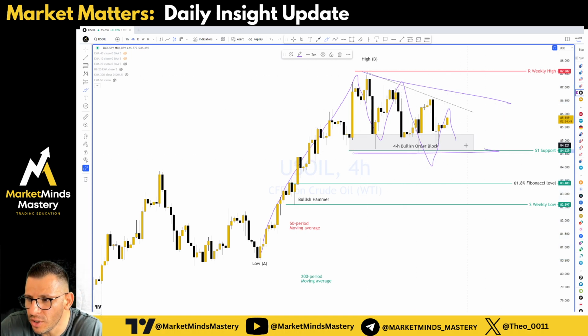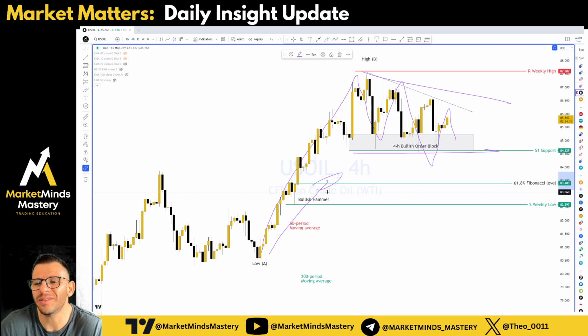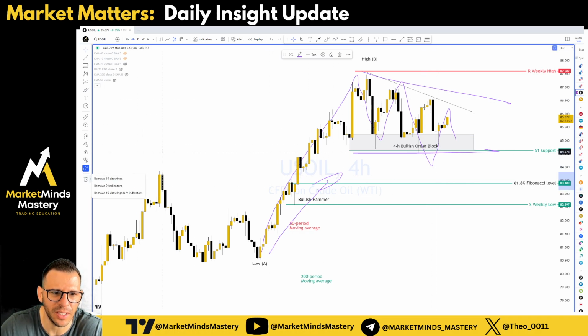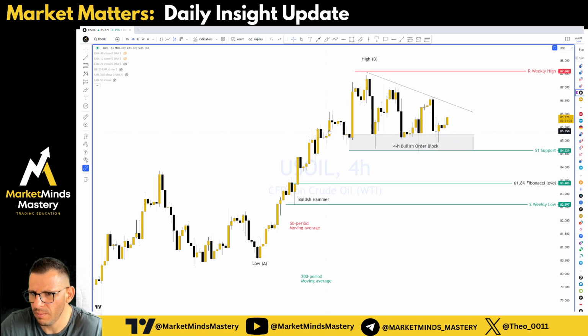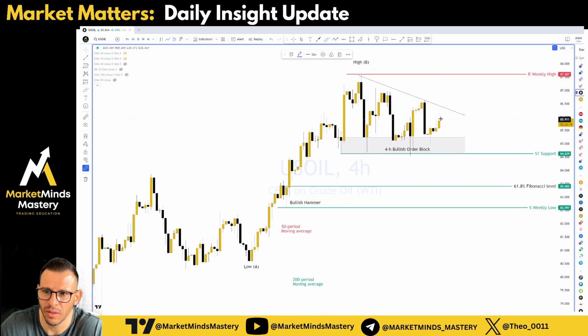Descending triangles are usually downward continuation patterns, but when found in an uptrend after a mature upward move, they most likely end up being a reversal pattern. But that's not the case here, so let's not focus on this one. At this point, honestly, the price is not trending. It's in the middle of this downward trend line and this horizontal support.